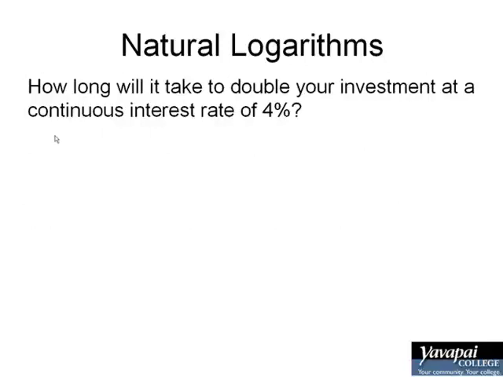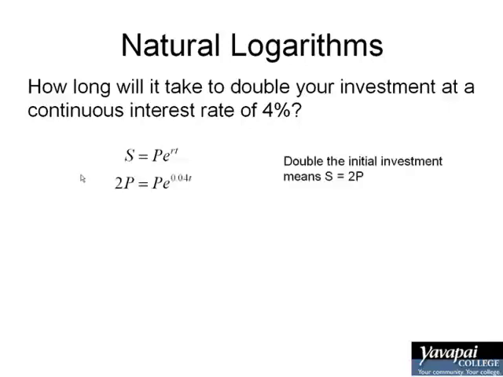So let's go ahead and use that formula, and let's figure out how long it will take us to double our investment at a continuous interest rate of 4%. So let's start with that formula, s equals p times e to the rt. And double my initial investment means that the original p has to become 2p. So we're going to set s equal to 2p in this formula. I've also gone ahead and put in the 4%, and in this particular formula you need to put it in as a decimal. So we get 2p equals p e to the 0.04 times t.